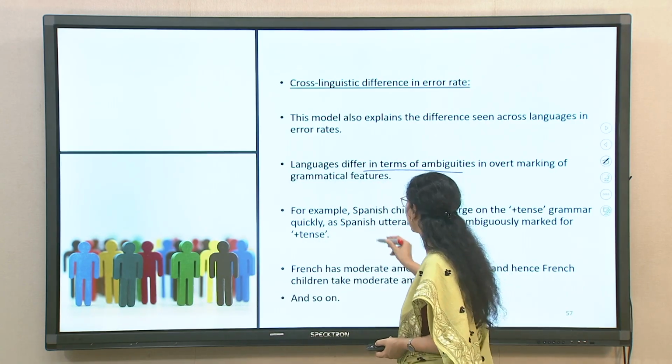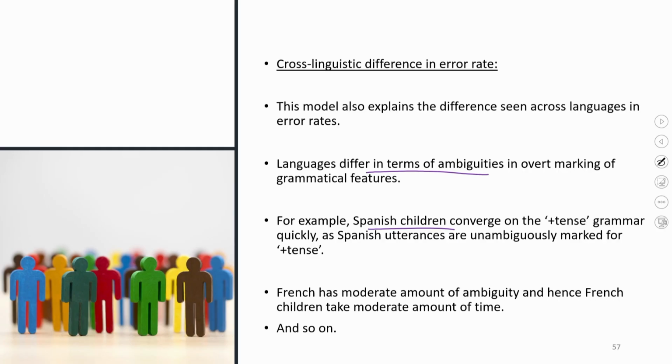For example, Spanish children converge on the plus tense grammar quickly, because you do not see the kind of delay that you see in, let us say, English children. Why does it happen? Because Spanish utterances are unambiguously marked for tense. There is no confusion there, they do mark. As a result, you see Spanish children learning this distinction very quickly, and they converge on it: in this language I have to switch on the plus tense structure, there is no confusion about it. French has a moderate amount of ambiguity, and hence French children take a moderate amount of time.